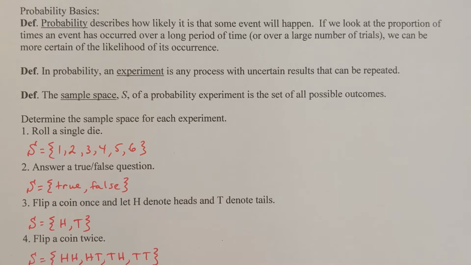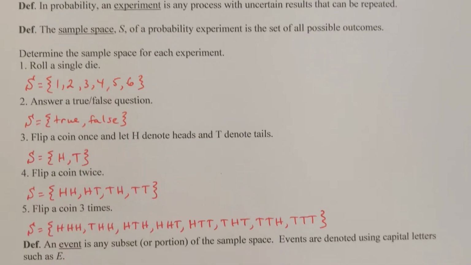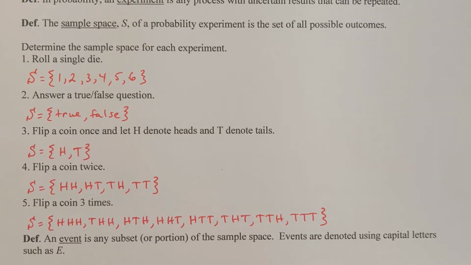One of the things that we care about is called a sample space, and the sample space, which I'm going to let the symbol capital S represent, of a probability experiment is the set of all possible outcomes. Okay, so we'll determine the sample space for each experiment.